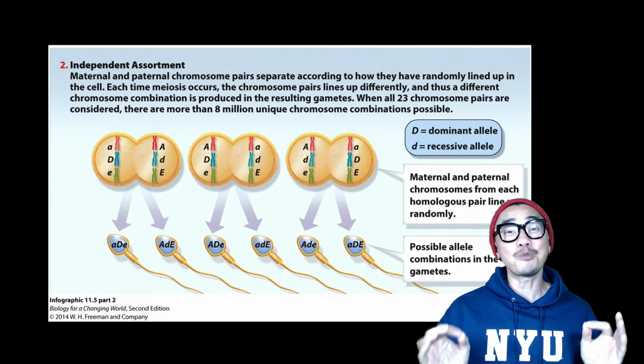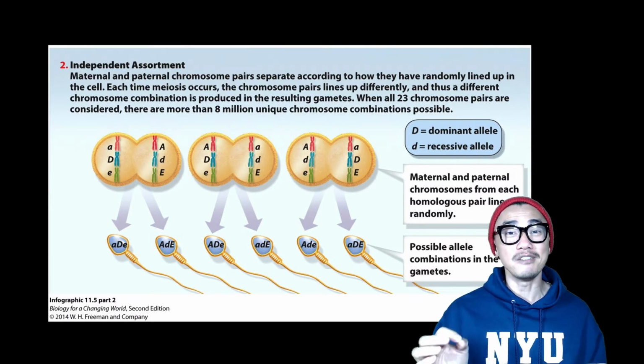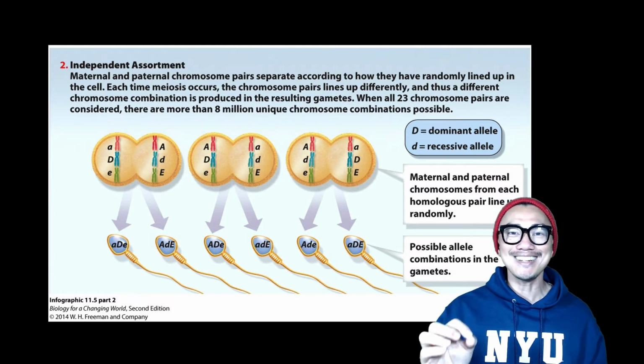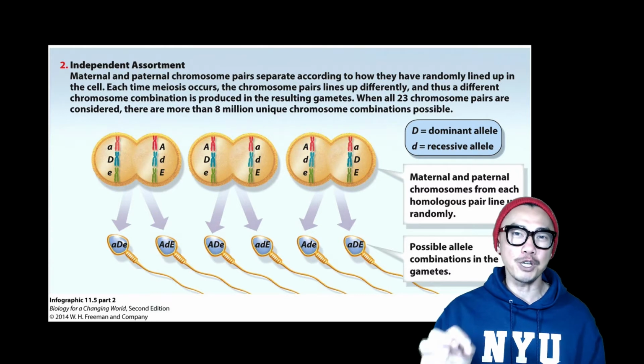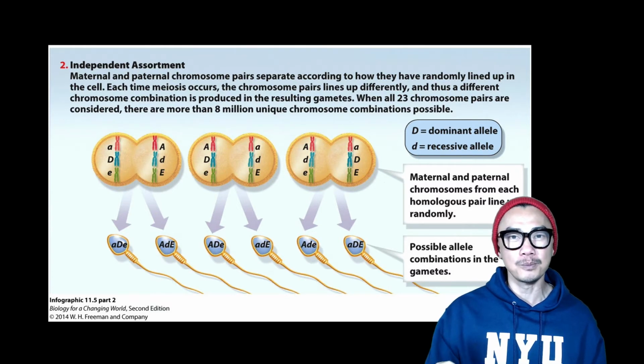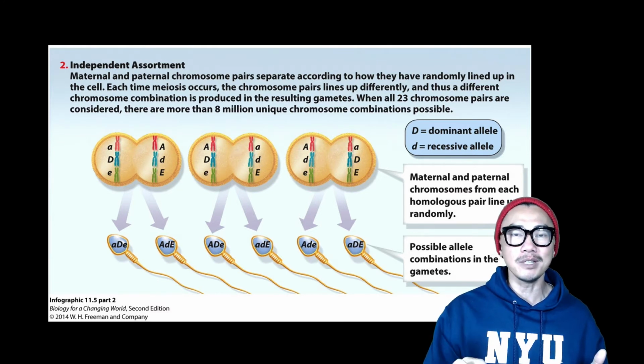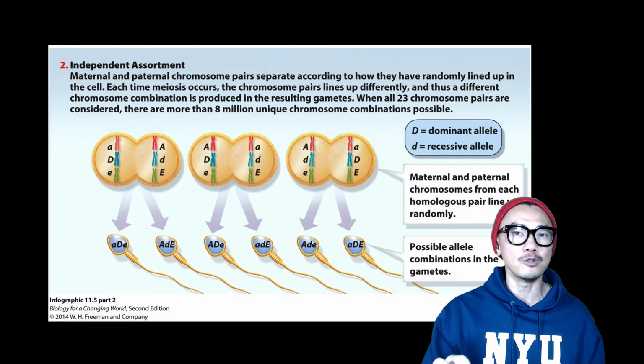This infographic provides another representation of independent assortment. You can see how genes A, D, and E, found on 3 pairs of homologous chromosomes, can assort independently to produce sperm that have genetically unique combinations of alleles for those genes.